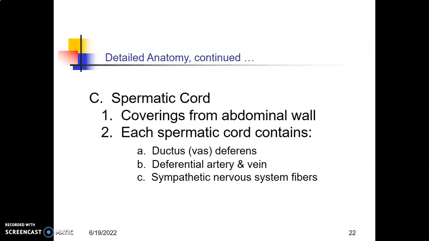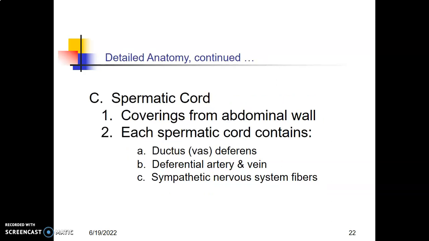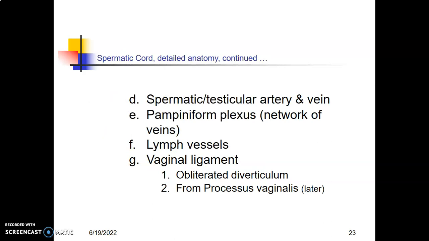Then the 3 nerves are the sympathetic nerve fibers, the ilioinguinal nerve, okay, and the autonomic nerves, the sympathetic and parasympathetic. The other 3 structures in the spermatic cord include the vas deferens, the pampiniform venous plexus, and lymphatic vessels. So those are the contents of the spermatic cord.